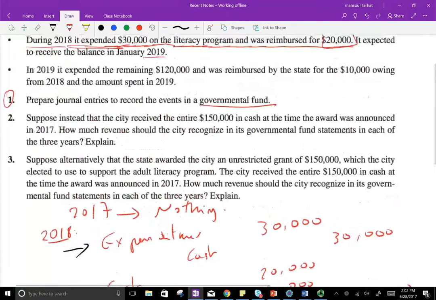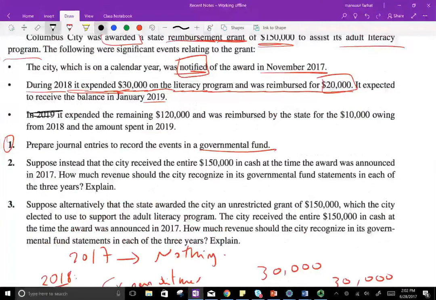Let's look at 2019. In 2019, the city expended the remaining $120,000, and was reimbursed by the state for the $10,000 from 2018 and the amount spent in 2019. Now what we did is we spent another $120,000. And what else happened is the government gave us the funds that they promised to pay us. In other words, they promised to pay us the $10,000 from the prior year. They did it. And they reimbursed us for the $20,000 in 2019.